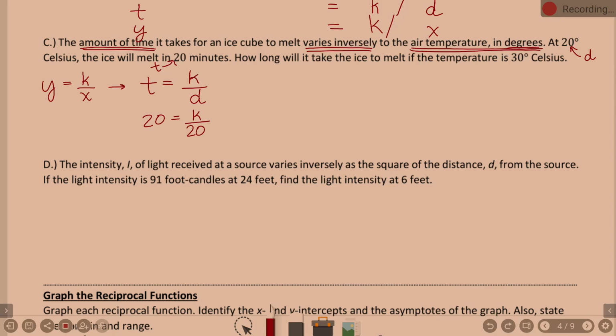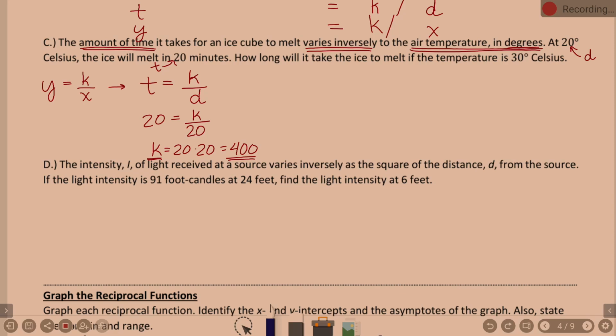You could put this into your other form if you wanted to, but realize, how do we solve for K? K divided by 20. The opposite of dividing by 20 is to multiply. So we're going to be doing what? 20 times 20, which is going to give me 400. Okay, that's a big K.